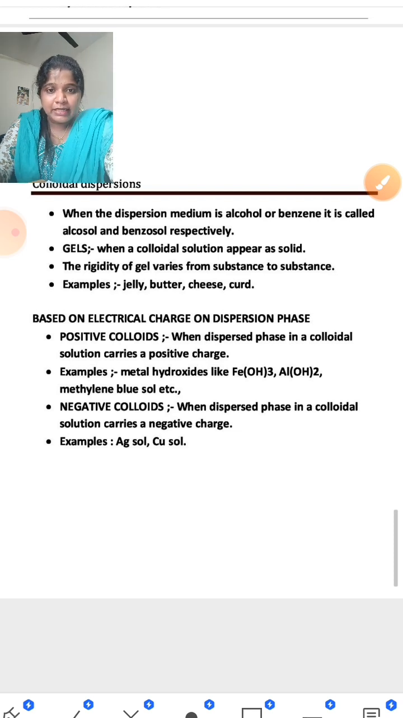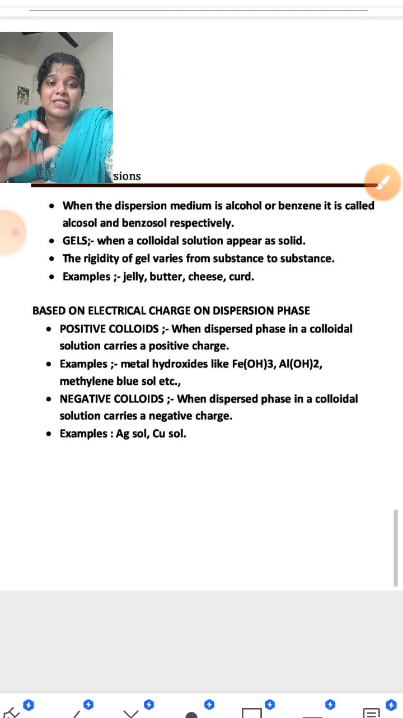Positive colloids are when the dispersed phase in a colloidal solution carries a positive charge. If a negative charge is carried by the dispersed phase, we call them negative colloids. For positive colloids, we can give examples such as metal hydroxides like ferric hydroxide. For negative colloids, we can give silver sols and copper sols.